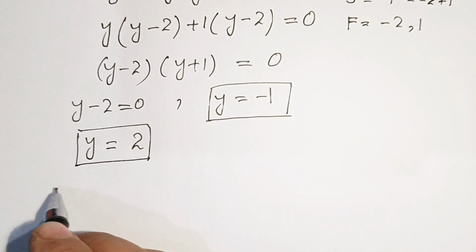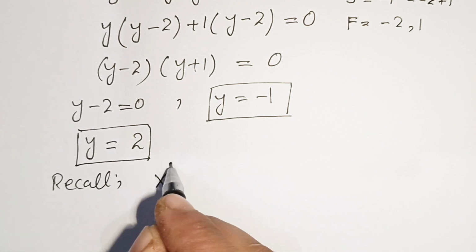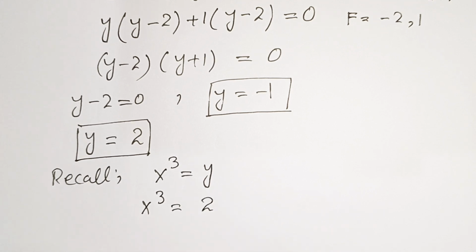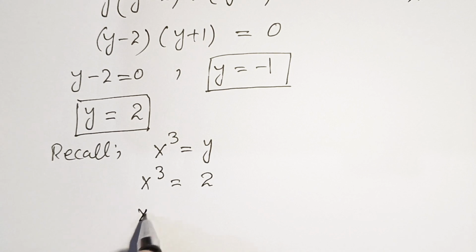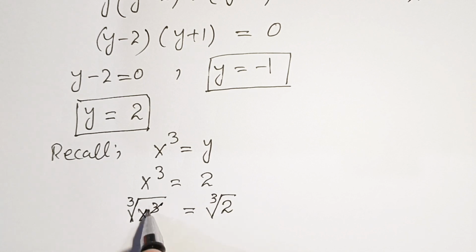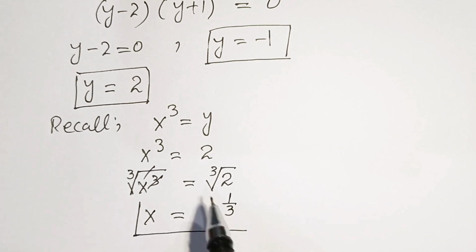Now we have two values of y here, but we know that x cubed is equal to y. So recalling our equation, x cubed is equal to y. So if y is equal to 2, then x cubed is equal to 2. Now if we take cube root on both sides, we have cube root of x cubed equal to cube root of 2. Here the cube root cancels with the cube, so we get x is equal to 2 to the power 1 over 3. So it is the value of x.